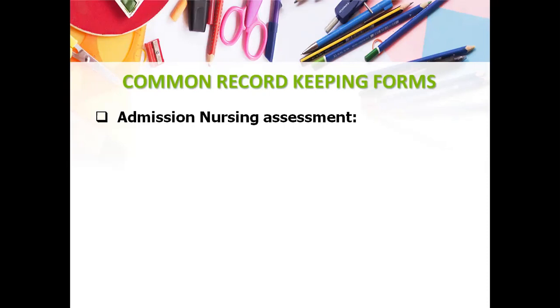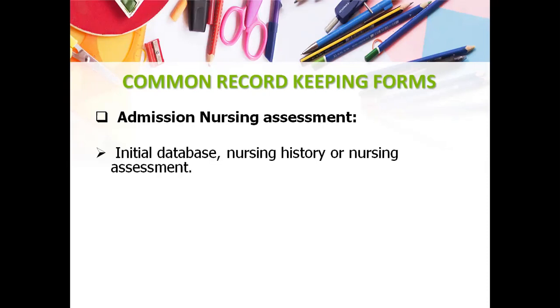So what is there under this assessment? First of all, the initial database. When we say initial database, it means the patient's height, weight, then his BMI, or body mass index, then his present chief complaints, previous history, whether he has any previous medical surgical history, family history, and whether the patient has any form of allergy. So everything comes in the first part of the nursing assessment.